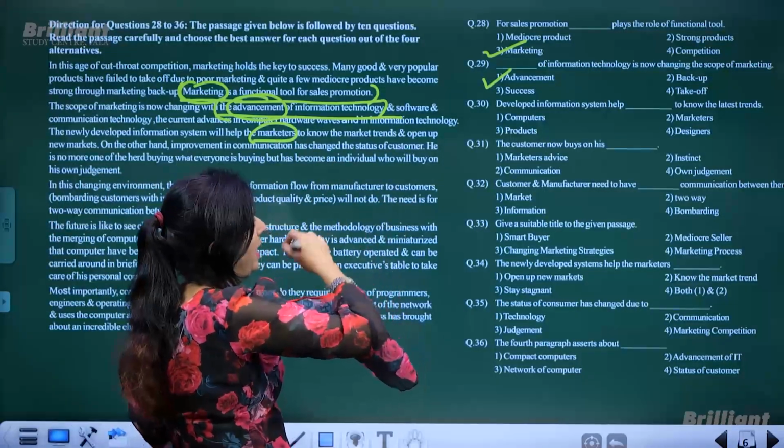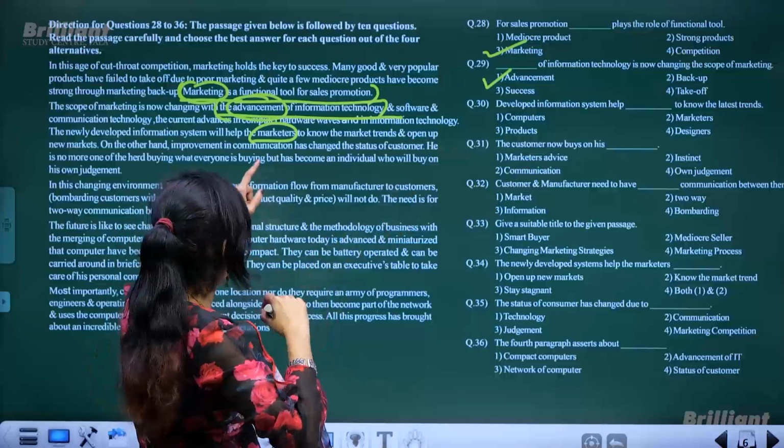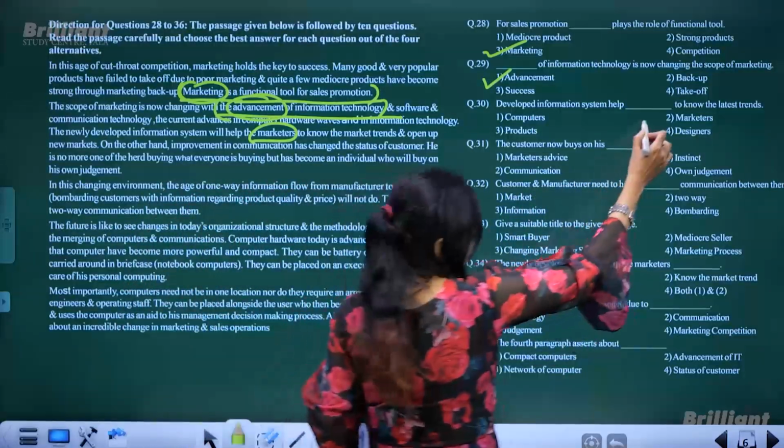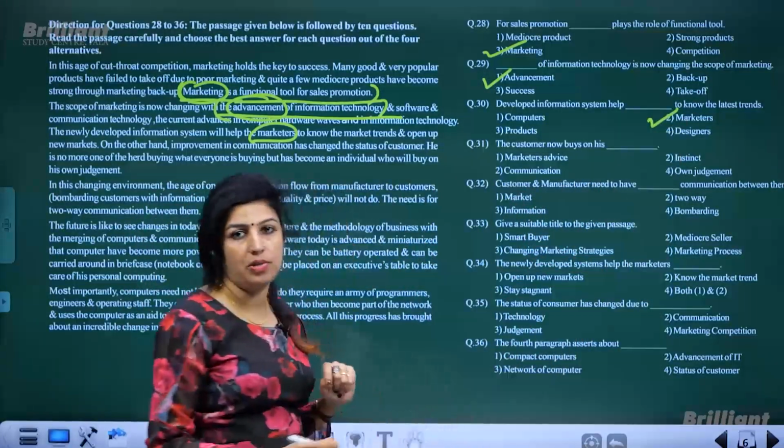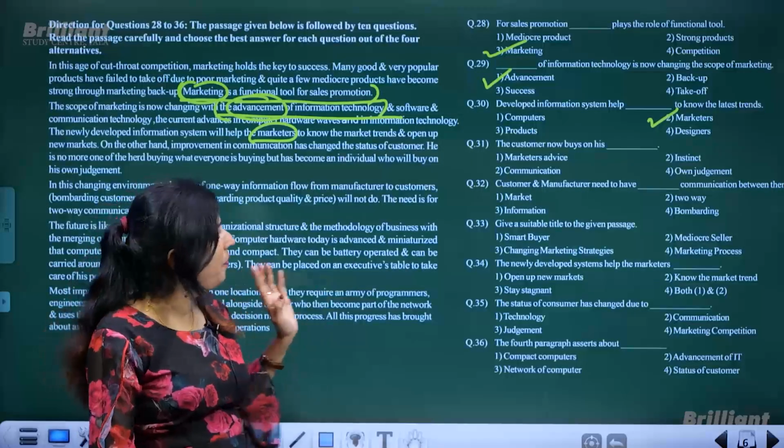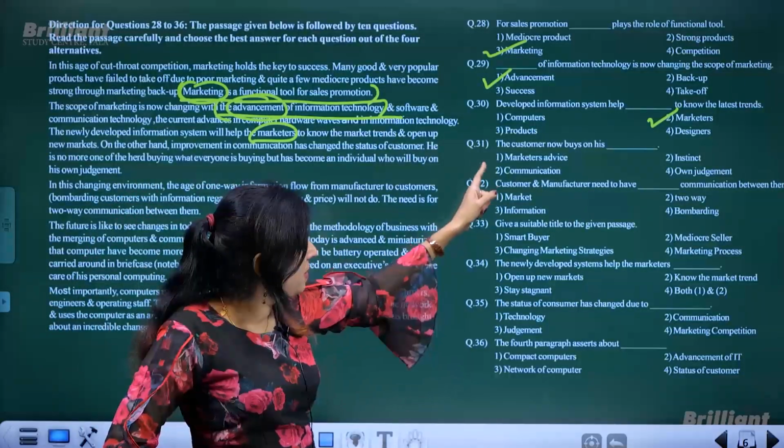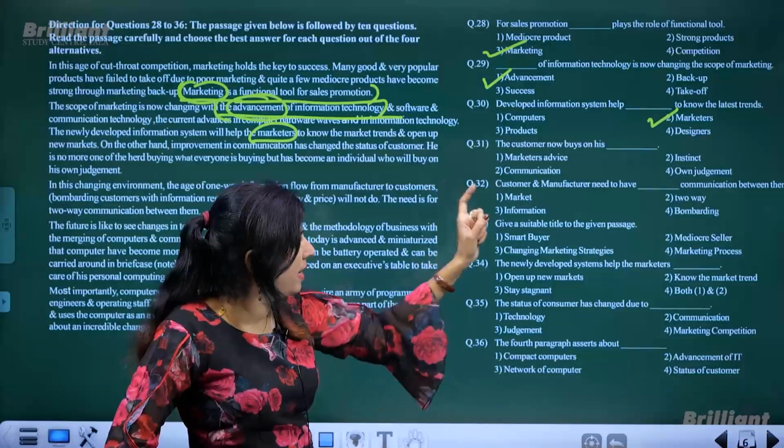So the newly developed information system would help the marketers to know the latest trends, not anyone else. Okay. Then next is the customer now buys on his dash.